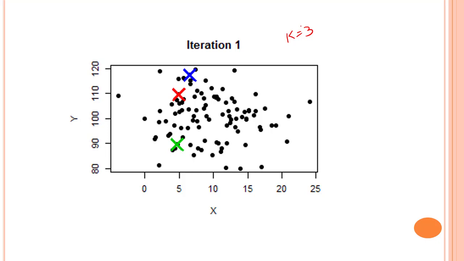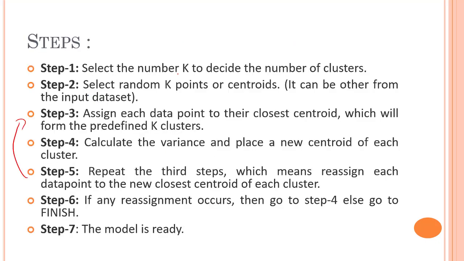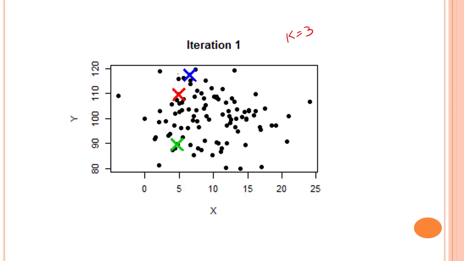So we have this first step, where we randomly take 3 k values, 3 clusters, and then in the next step I plotted them onto the input graph. The third step was to assign data points to their closest centroid, which will form the predefined k clusters. So we will assign each data point in this scatter plot to the closest k point or centroid.